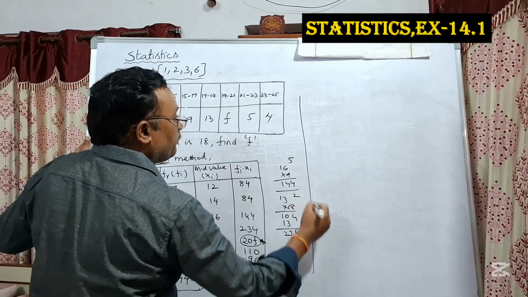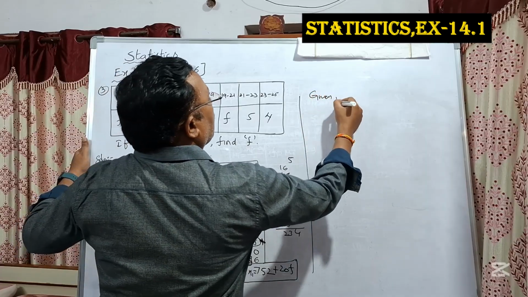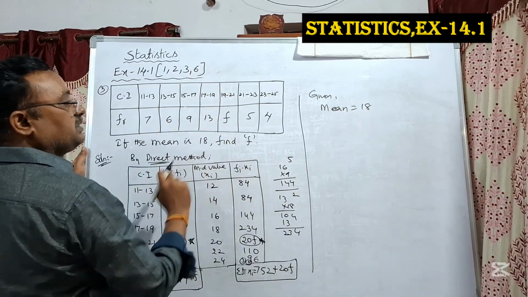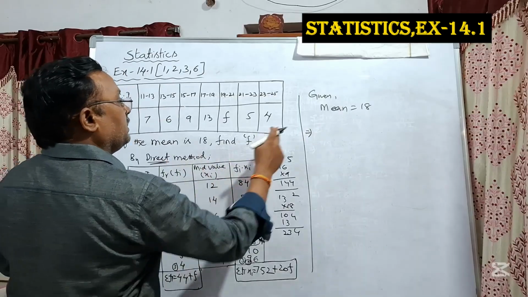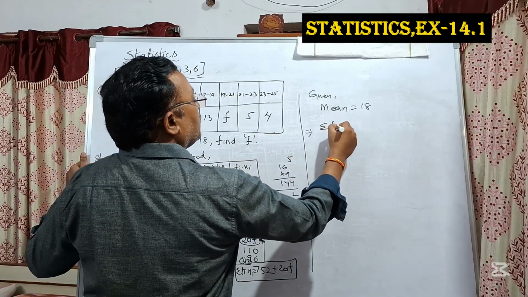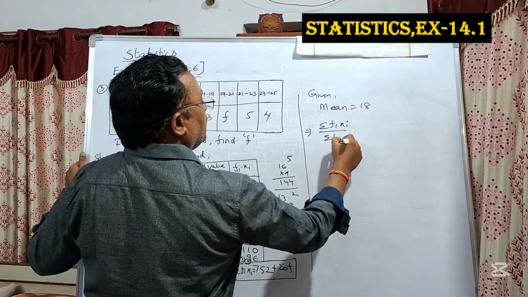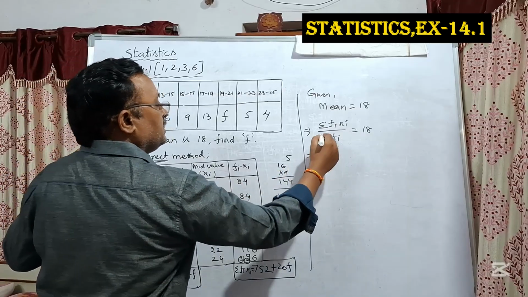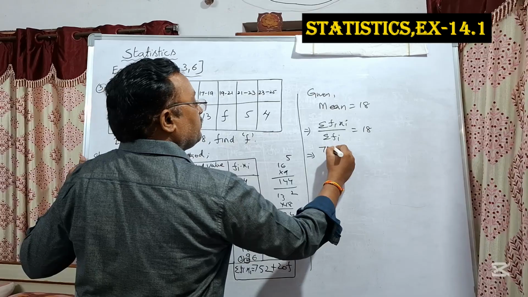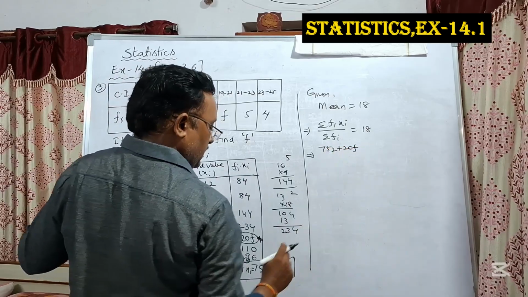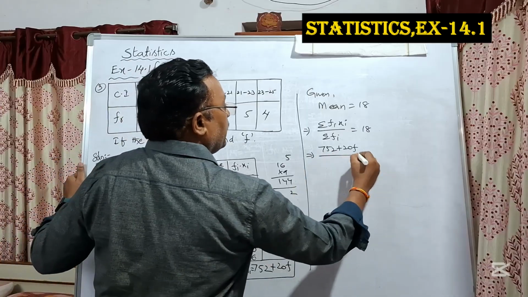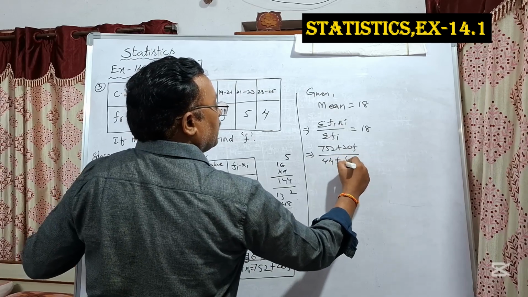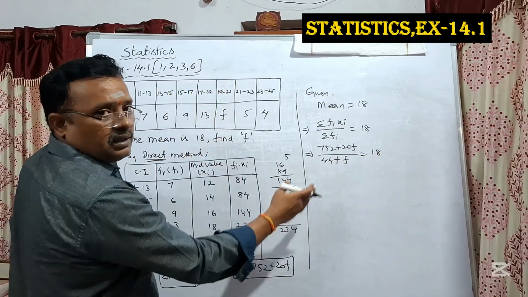Now the given mean is equal to how much? 18, from the data, to find this f. Using the direct method mean formula, sigma fi into xi by sigma fi equals the given 18. Now substitute these values: 752 plus 20f is sigma fi into xi, by sigma fi, which is 44 plus f, is equal to 18. Now simplify for f.